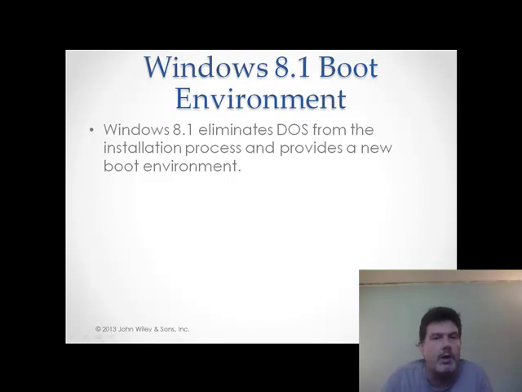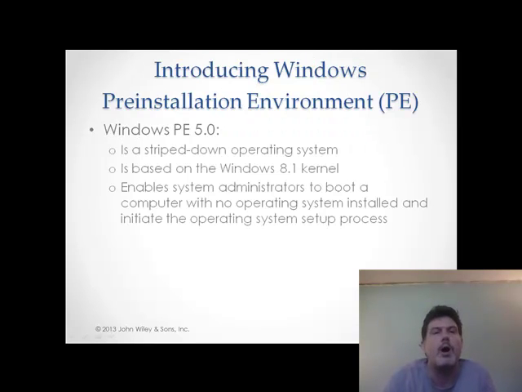So this worked fine for a while, but as time progressed, that DOS environment became less and less suitable for today's operating systems. So we came out with Windows PE. The latest version of Windows PE is 5.0. There are actually 3 versions of Windows PE out there: PE 3, PE 4, which ships with the Windows 7 operating system, and of course Windows PE 5.0, which is based on the Windows 8.1 kernel.